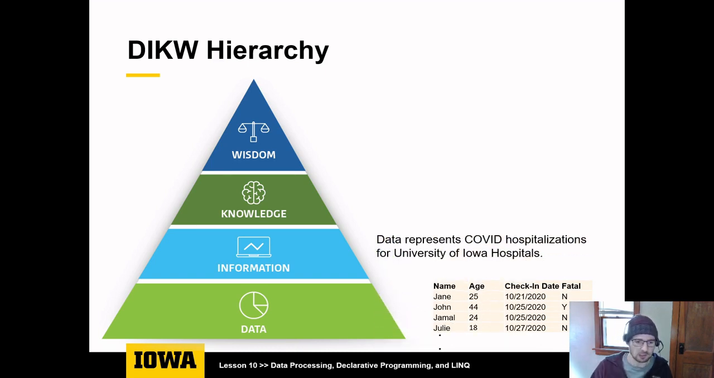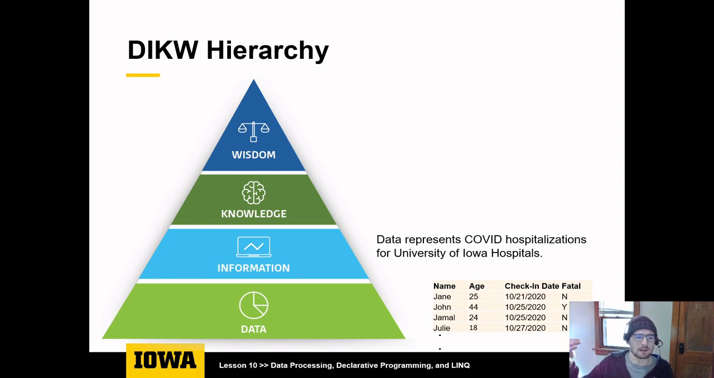So if we say that this data represents COVID hospitalizations for University of Iowa hospitals, then it starts to make sense. Okay, so Jane came in with COVID on this date, John came in with COVID on this date. It was fatal, his case of COVID. Jamal came in with COVID on this date, Julie came in with COVID on this date, and so on. So this data means more when we add this context, and from here we have information.